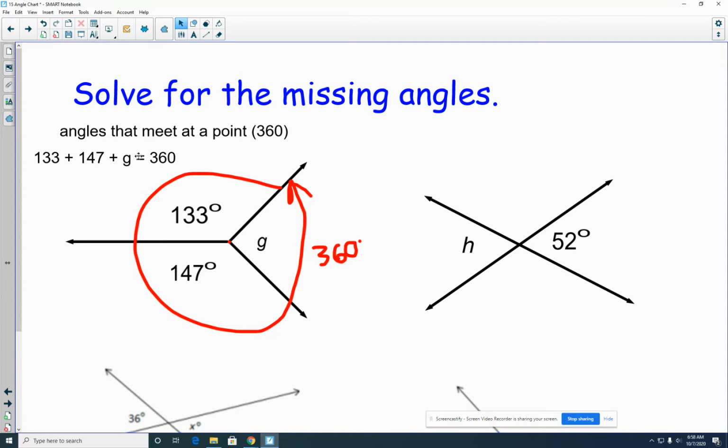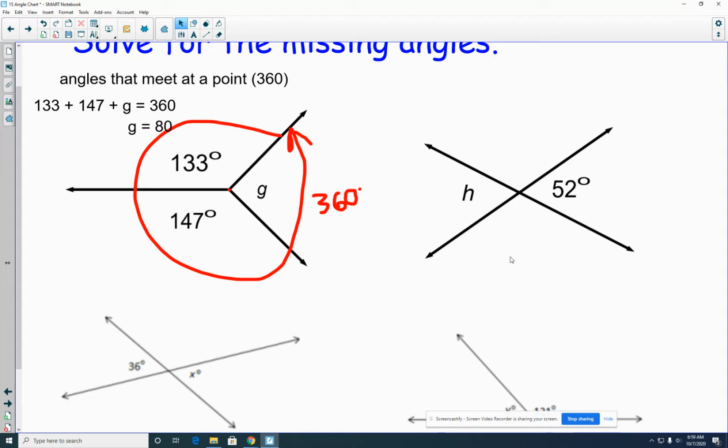Right? Once I have my equation, I can solve, and really we're focusing on the geometry. If we're going to do the algebra here, once I combine my terms and subtract from 360, G is going to equal 80. Okay? So that's what we're going to be doing for these. So for this one, angles that meet at a point sum to 360. Over here, I have two intersecting lines, so I'm focusing on just these two angles here and here. Prime example of vertical angles.